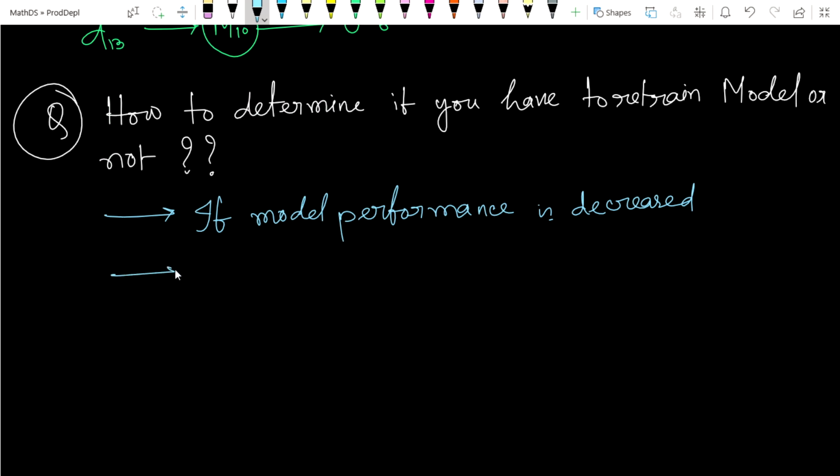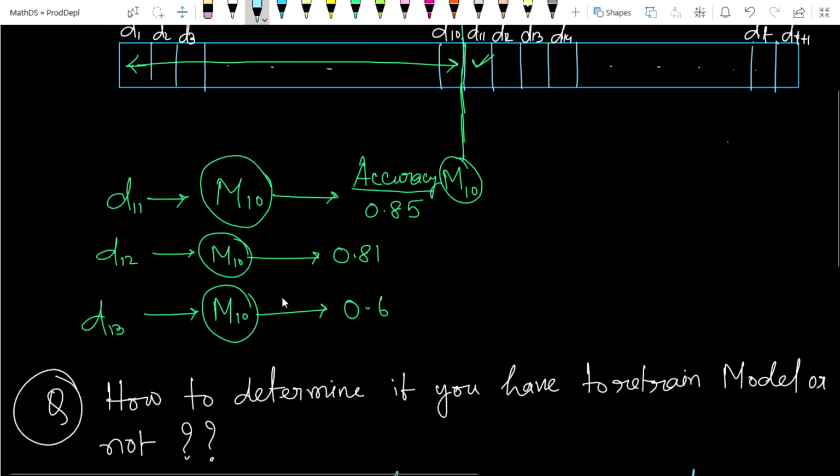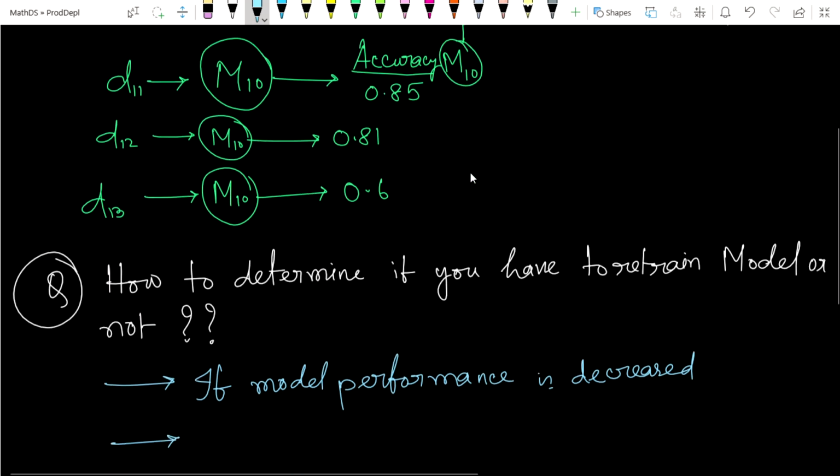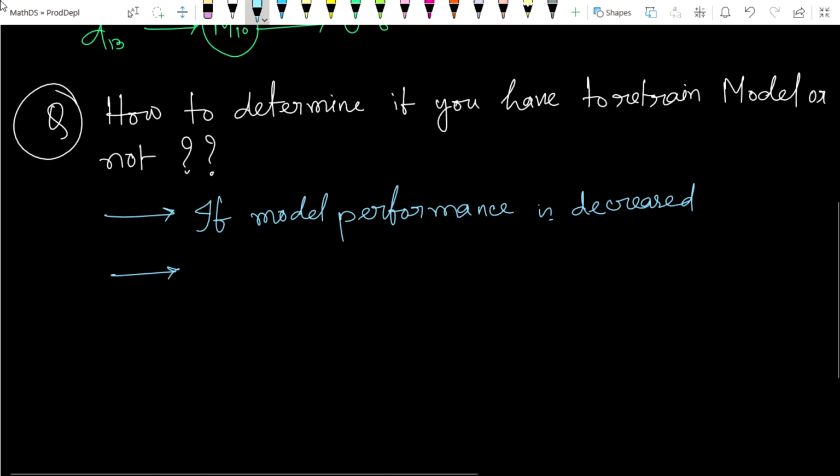The second thing we have to know is whether the data set itself is changing. Suppose the data in D train and the data in D11 have changed, then the model performance changes dramatically. And this is the same concept we have here.